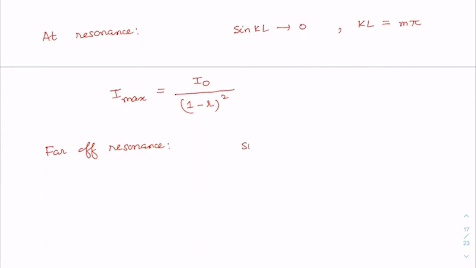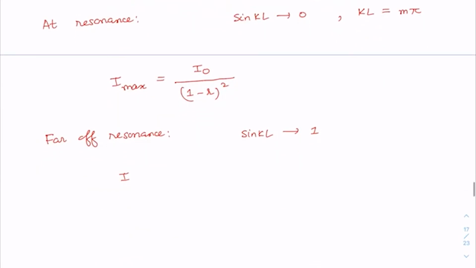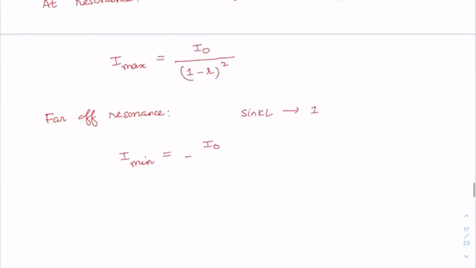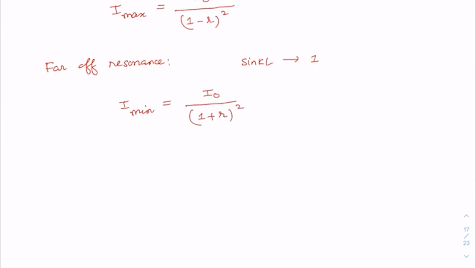we will have sine KL will tend to 1. So therefore we'll have, as you can see from here, when it becomes maximum, we'll get minimum intensity, that is I minimum. If it becomes equal to 1, then you immediately see that this would be I0 divided by 1 plus R whole square. Okay, now let us calculate the FWHM or width of the resonance delta nu.